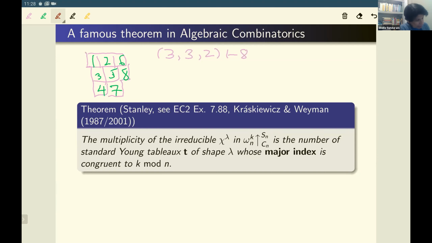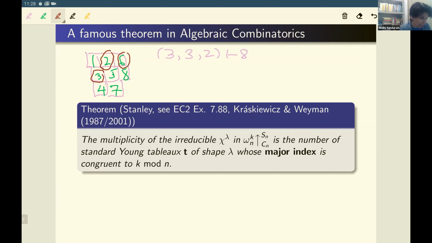Right? So in this case, 1 is not a descent because 2 is not lower than 1, but 2 is a descent because 3 is lower. 3 is a descent because 4 is lower. 4 is not a descent because 5 is above it. And 5 isn't a descent because 6 is above it, but 6 is a descent because 7 is below it.